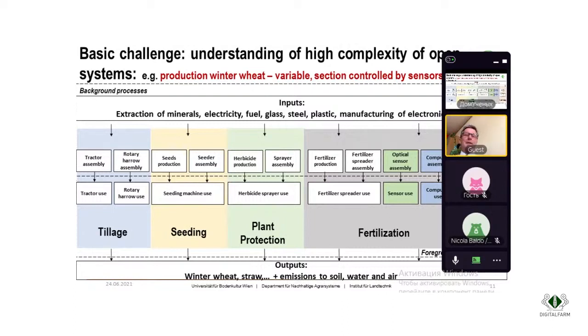We are jumping a little bit further, but that is just an example I can give you. A typical process of winter wheat production, where we just changed the production technology in an example of nitrogen fertilization, where with a sensor technology, square meter by square meter, is managing the variability of fertilization in the field.